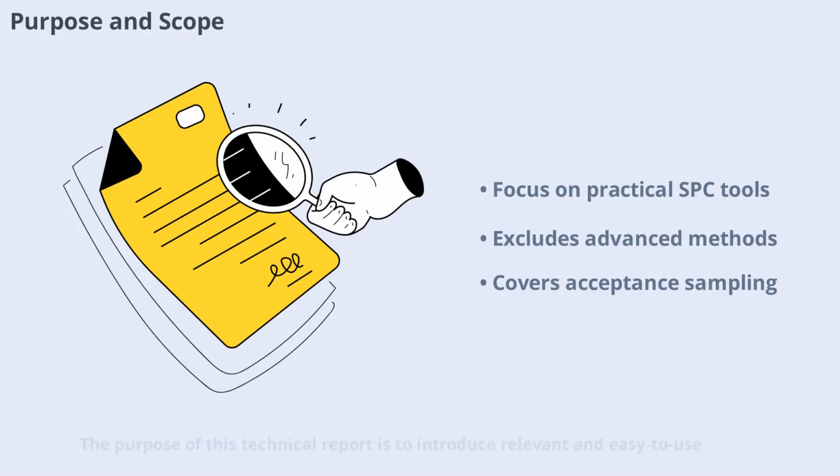The purpose of this technical report is to introduce relevant and easy-to-use statistical process control (SPC) methods tailored for the pharmaceutical and biopharmaceutical industries. While advanced statistical techniques like multivariate models and design of experiments (DOE) are excluded, we'll focus on practical tools that can be readily implemented. Additionally, we'll provide an overview of acceptance sampling, ensuring you have a well-rounded understanding of quality control strategies. This approach aims to empower professionals with actionable knowledge for real-world applications.